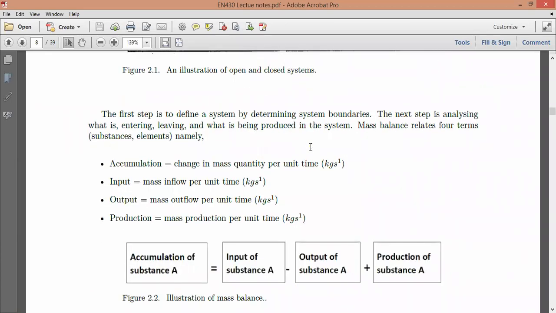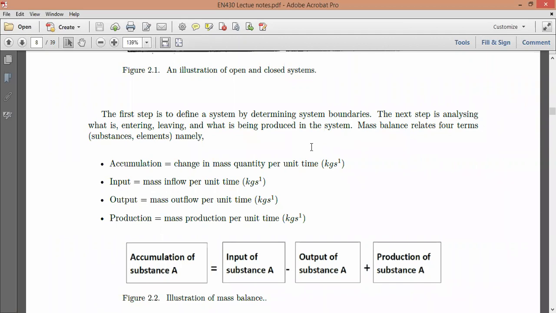Okay, so now we come to understanding the systems in detail, defining a system and determining system boundaries. Whatever question we're given to do with mass balance, the first thing we need to do is to define our system and determine the system boundaries. The next step that follows is analyzing what is entering, what is leaving, and what is being produced in the system.